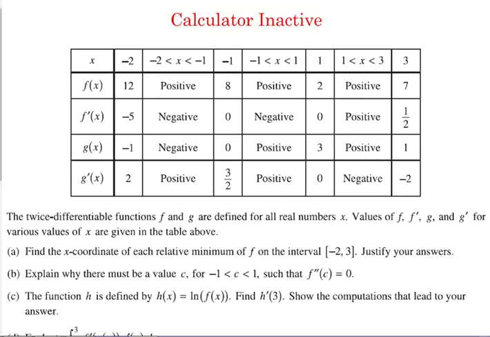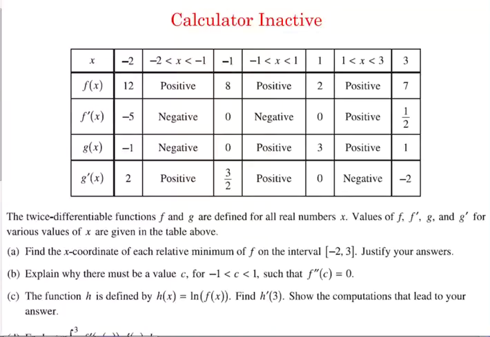Okay, number 2 here is calculator inactive. This time they don't give us the function. They give it to us arranged in a table, and it's kind of a funky looking table here. We've got specific values at -2, -1, 1, and 3, and then we're given information about the intervals in between. So this will allow us to make some more definite conclusions. We've seen some tables like this before, but we've never seen them with those intervals.